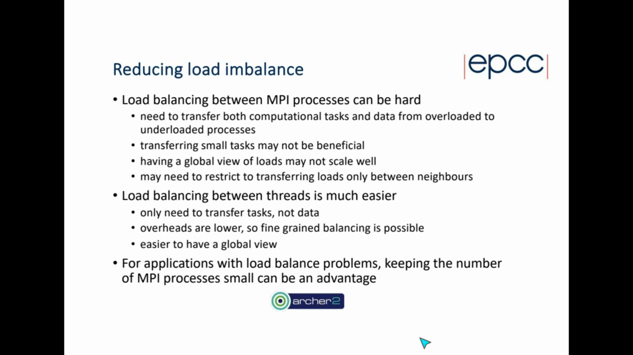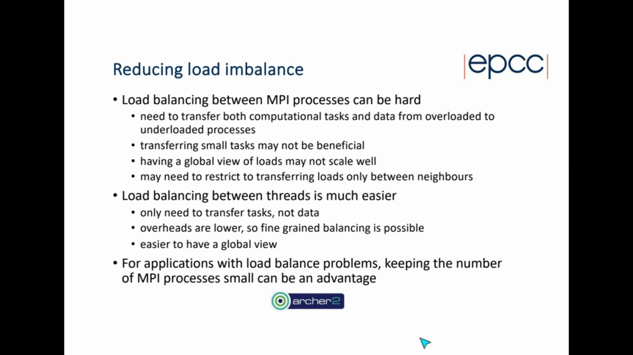What's typically done is that you restrict yourself to transferring loads only between neighboring MPI processes. If you have some sort of domain decomposition, then you only consider transferring load from overloaded processes to their immediate physical neighbors, rather than redistributing across the entire MPI communicator. So basically, it's just hard. It's difficult to implement, and difficult to make it scale.